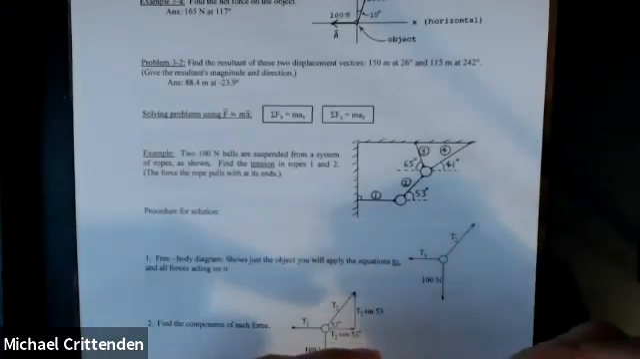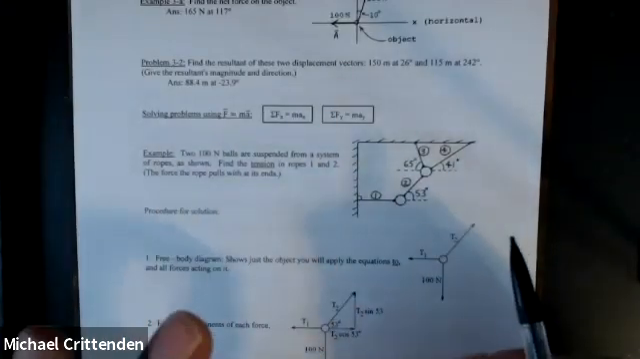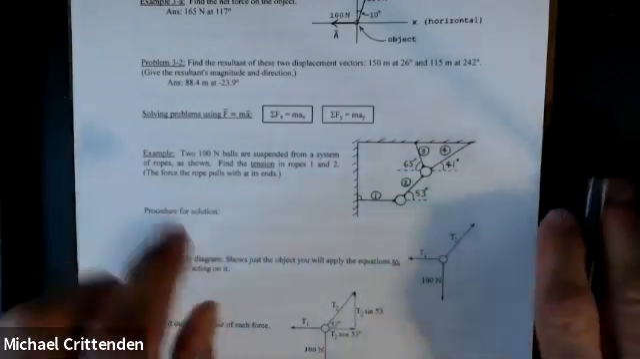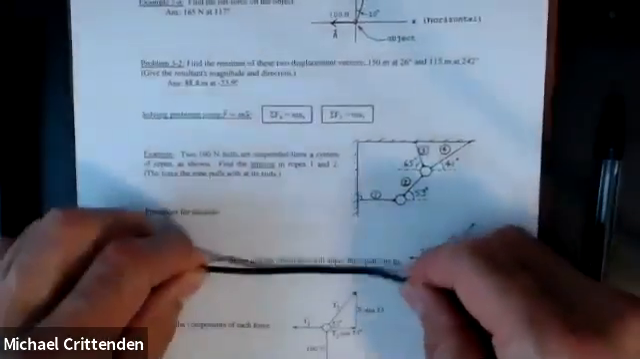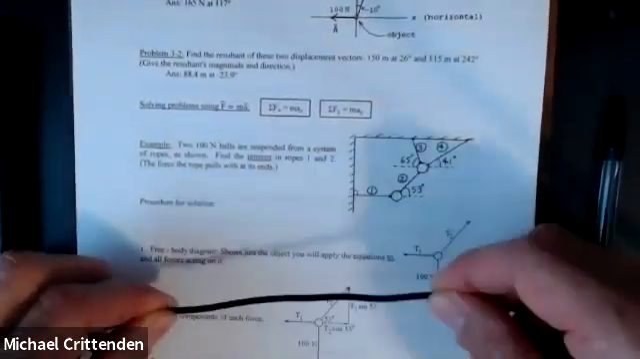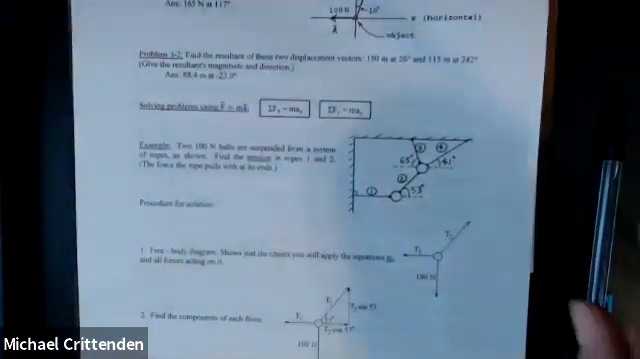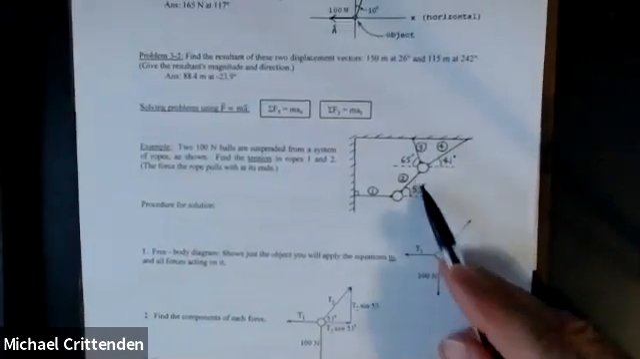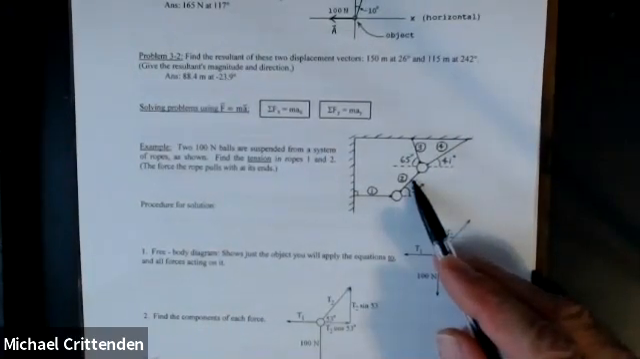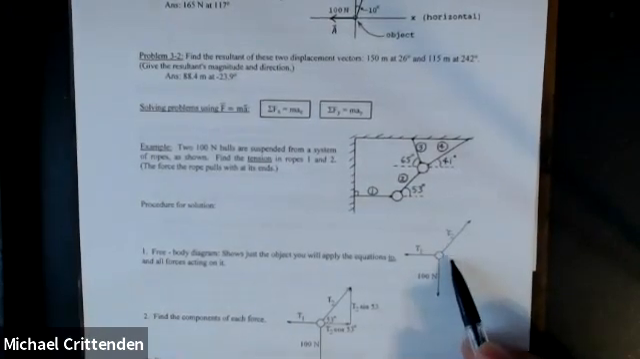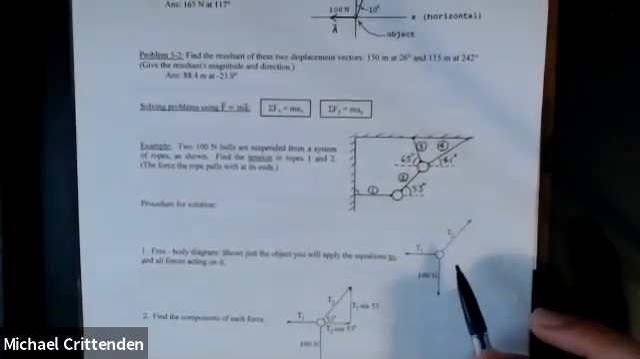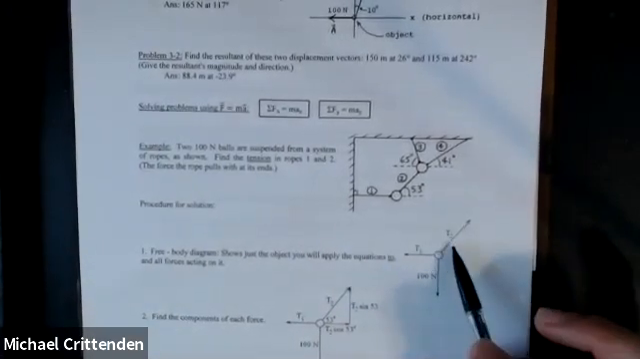Not only that, a string can only pull. It can only act in tension, never in compression. Try and push on something with a string, and it doesn't work very well. You can only pull, and you can't have any force to the side either. So because it's a flexible cord, it's a rope, we know this is at 53 degrees above the horizontal. If it was a rod firmly attached, you would not know the magnitude or the direction.